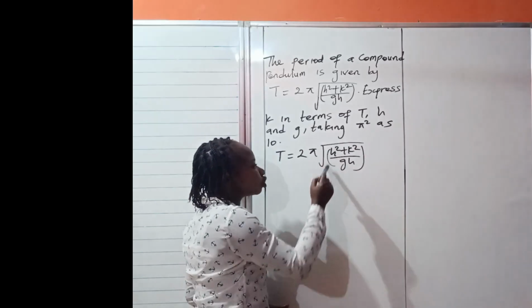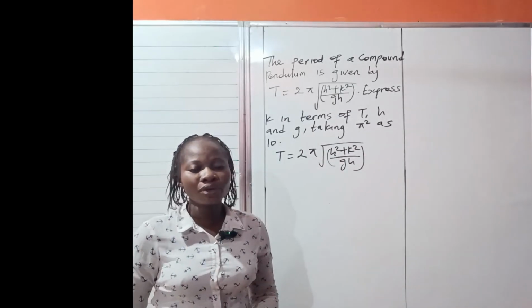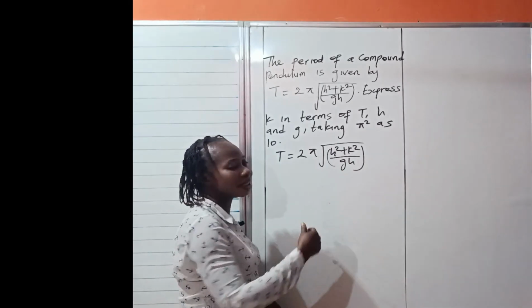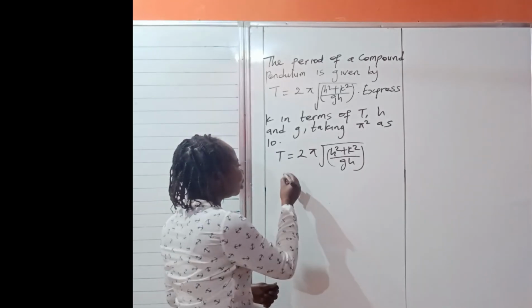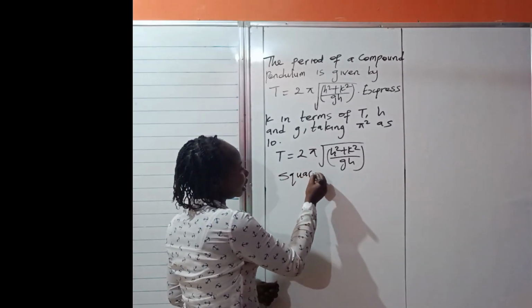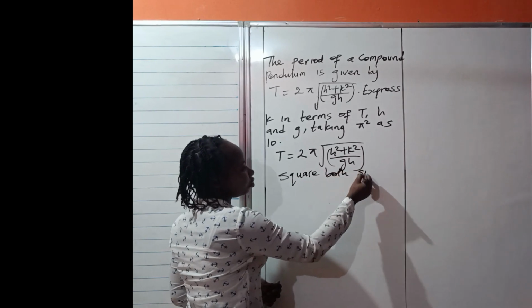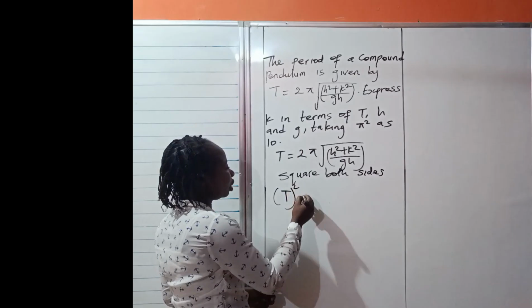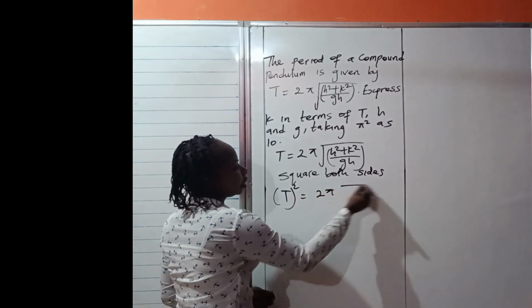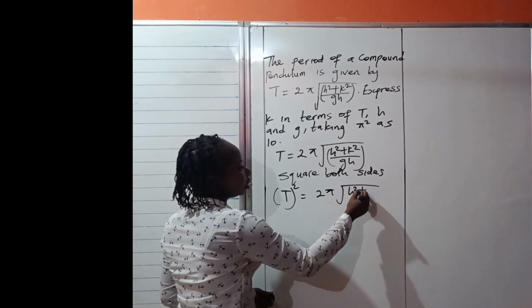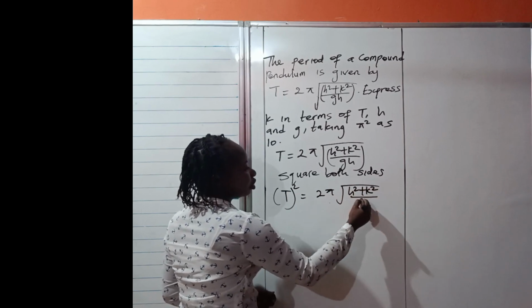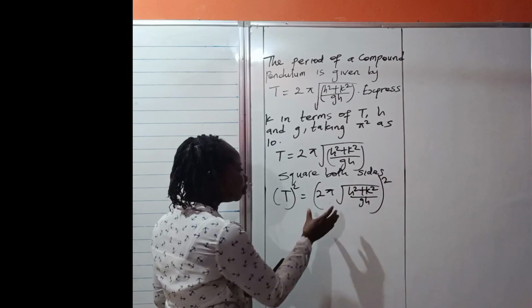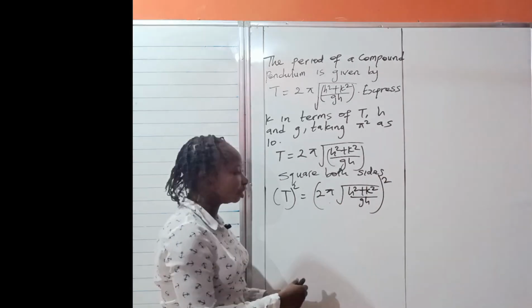So how do we eliminate a square root? We can only eliminate a square root by taking the square of both sides. So that means we are going to square both sides. And that means we have T squared equals 2 pi square root of (h squared plus k squared) over gh, everything in square. Now, don't forget, this can be simplified further.